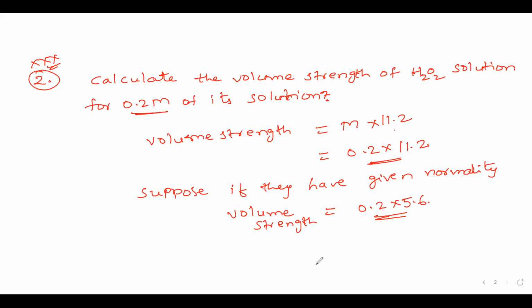So first, suppose if they are given grams and all, then we can find normality and then we can find volume strength. So easily we can do it. So this is question number 2, model number 2. Next we'll see question number 3. Let us see how to calculate it now.